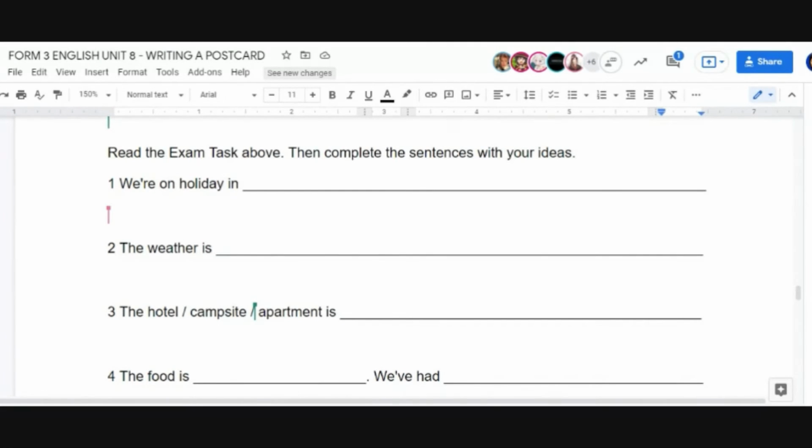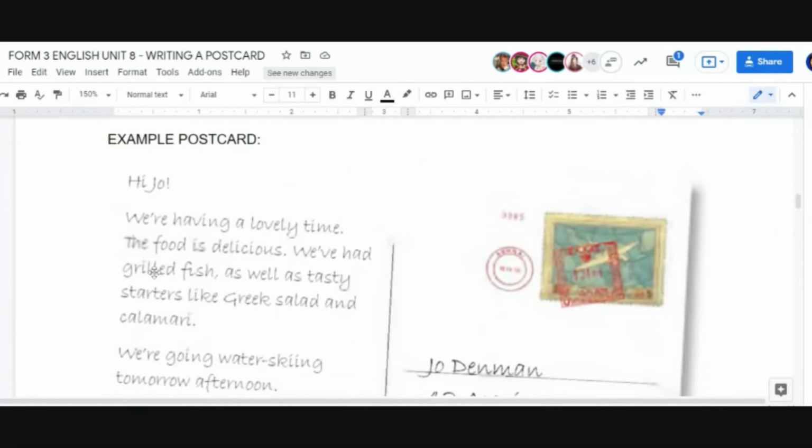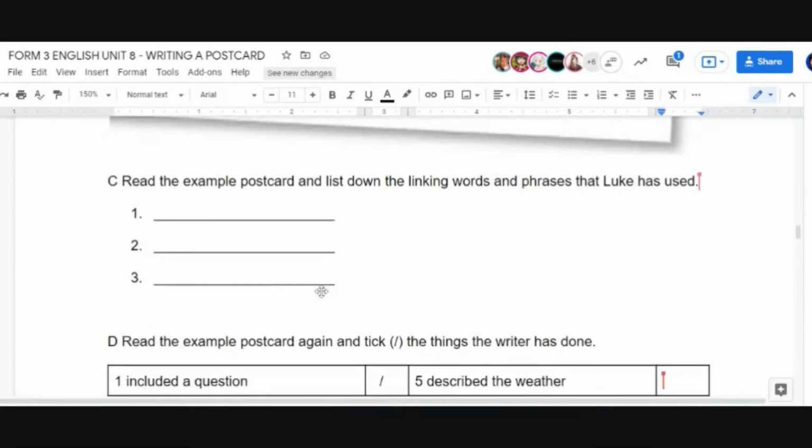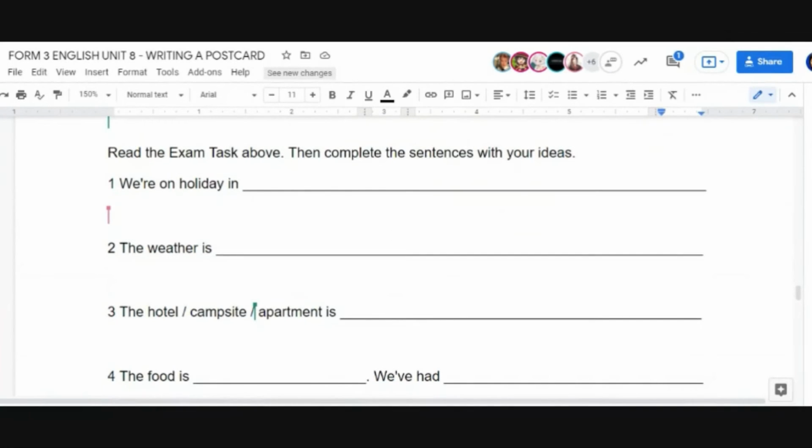Number two, the weather is. The example postcard that we read just now, he didn't describe the weather, but you can do so in your writing task, okay? You can describe the weather. The weather is cool here, okay, it's cloudy, or the weather is sunny, and it makes me feel very comfortable, something like that. You can extend your sentence, okay.